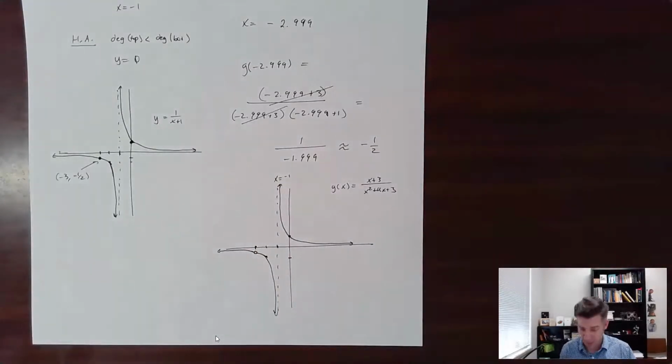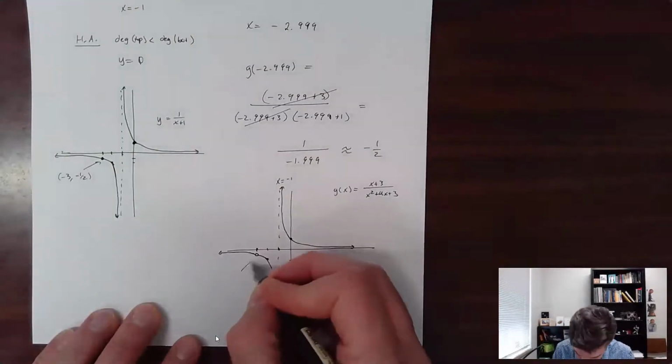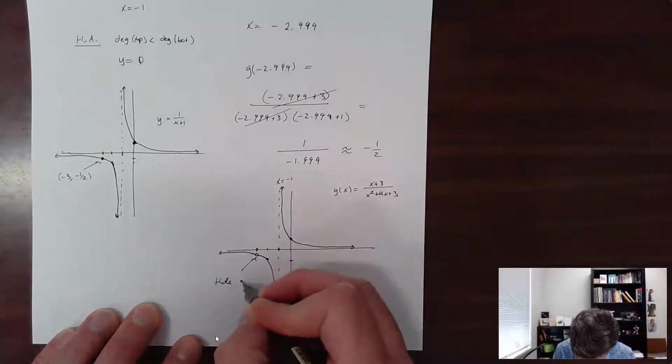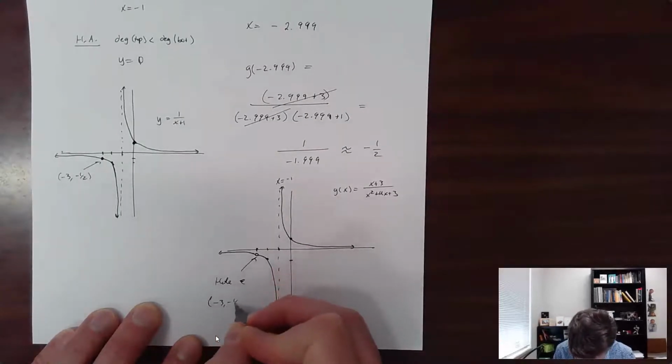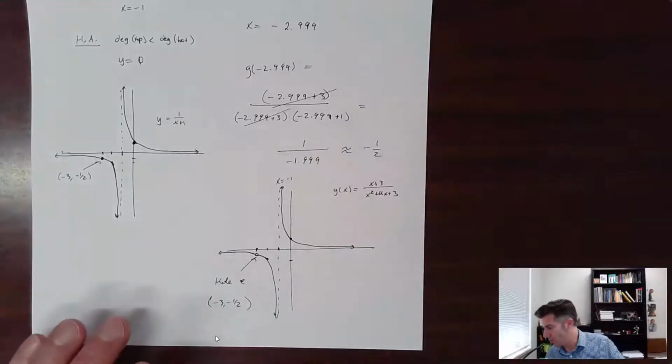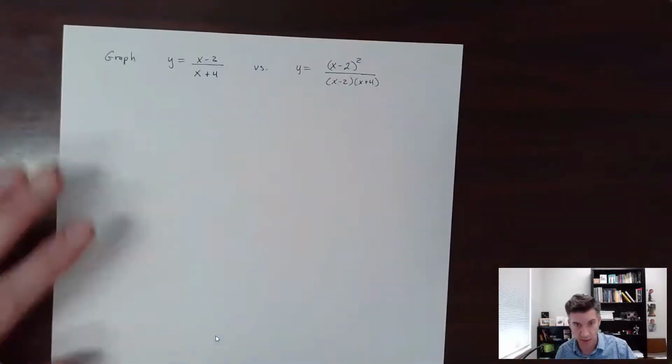Same graph, except this one has a hole at -3, -1/2. Okay, one more example. Where'd you go? Yeah, this one's a little more complicated, but not too terribly complicated.